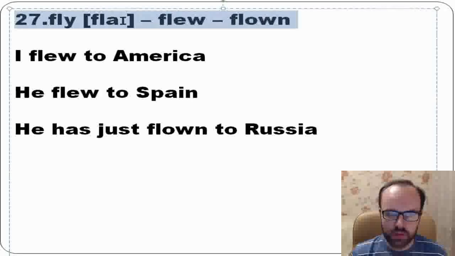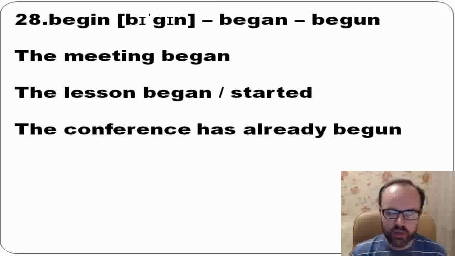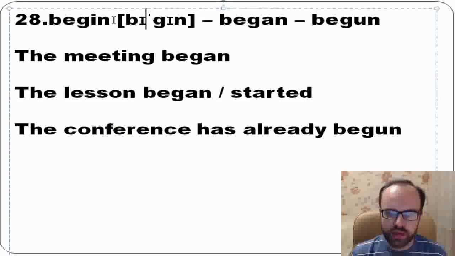Fly, flew, flown. I flew to America. He flew to Spain. He has just flown to Russia. So as you understand, we use present perfect because of just. Begin, began, begun. We write it this way, but we pronounce it differently. Begin, began, begun.